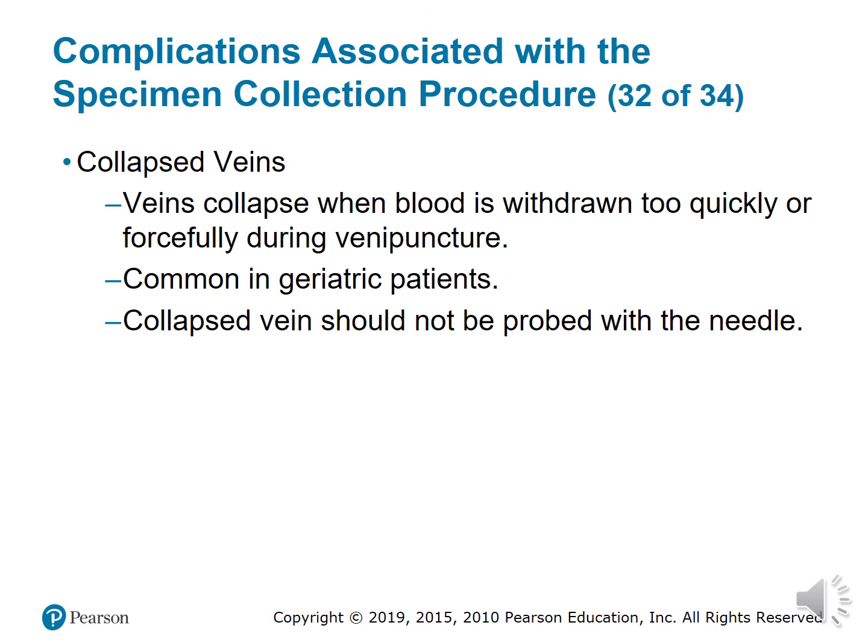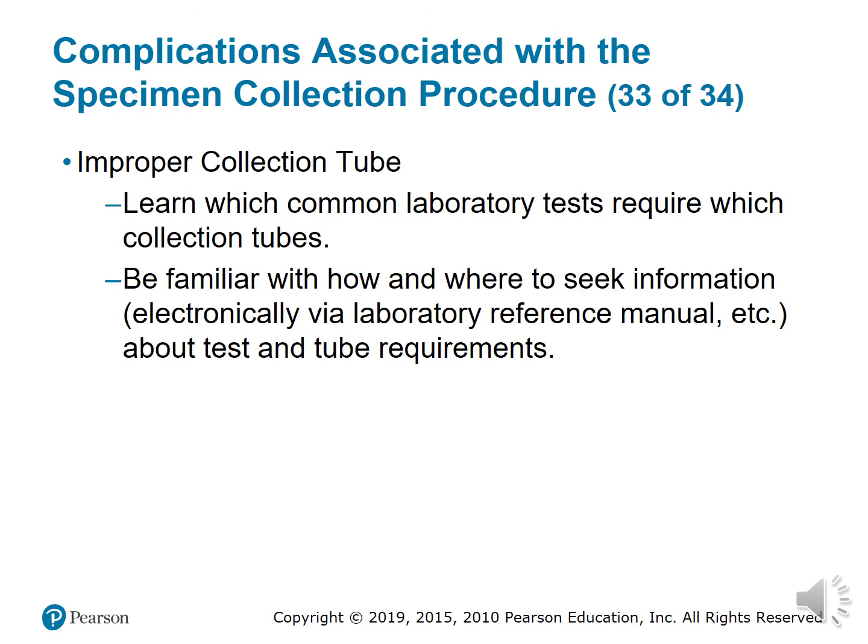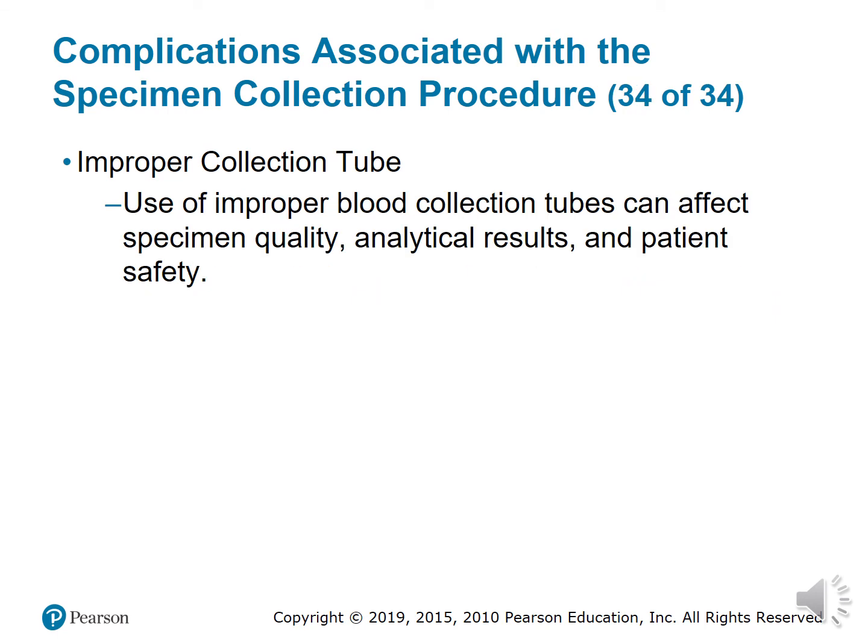Collapsed veins. Veins collapse when blood is withdrawn too quickly or forcefully during venipuncture, common in geriatric patients. Collapsed veins should not be probed with the needle. And proper collection tube: learn which common laboratory tests require which collection tube. Be familiar with how and where to seek information about the test tube requirements. Use of improper blood collection tubes can affect specimen quality, analytical results, and patient safety.